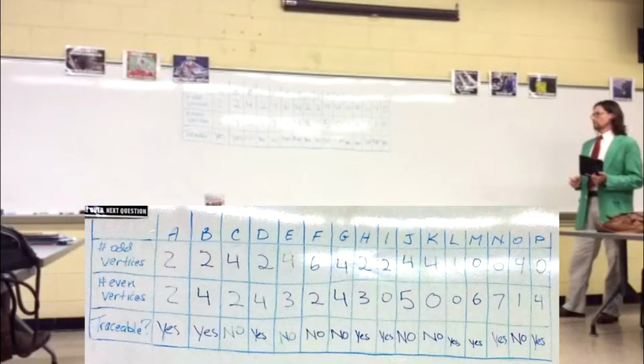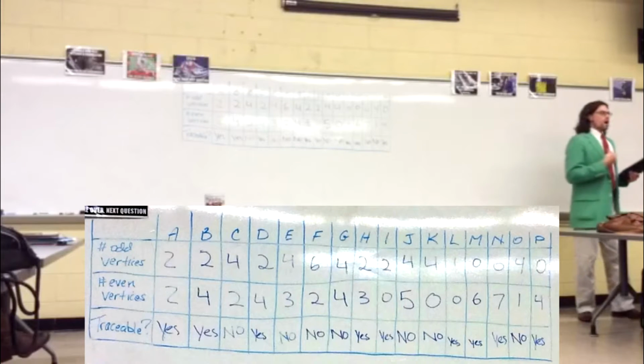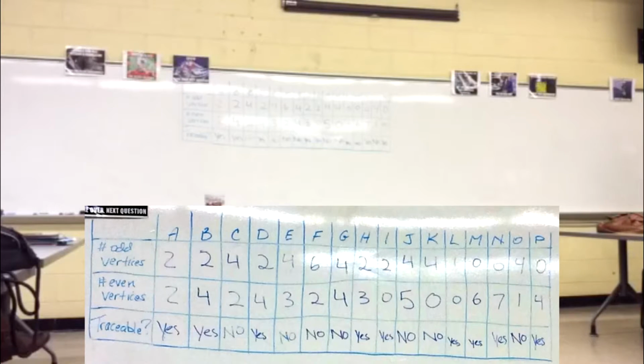There's only two odd. If there's more odd vertices, you can't trace it. No, but none of odd vertices. If there's more even than odd, you can trace it. Yeah. If there's more odd, it won't trace. Drew's right. What about a straight line?